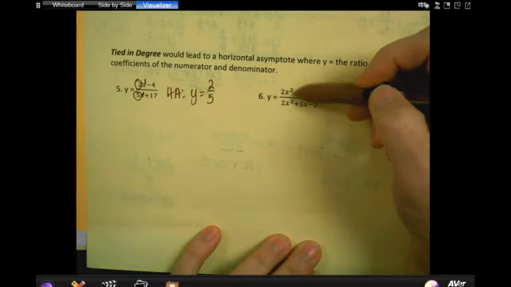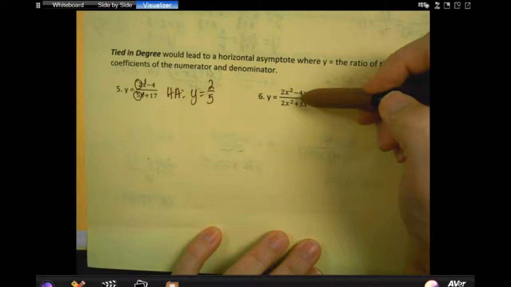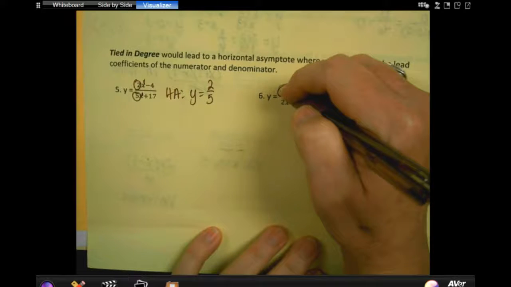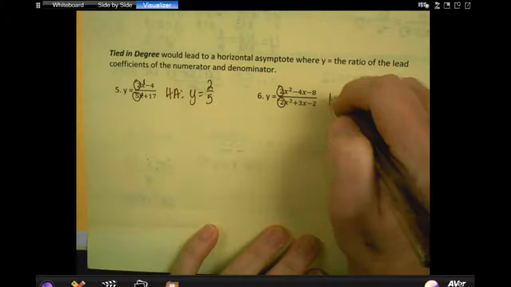So this one is 2 over 2. It's tied. So this is 2 over 2. And what does that reduce to?